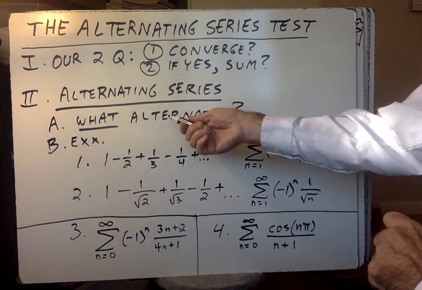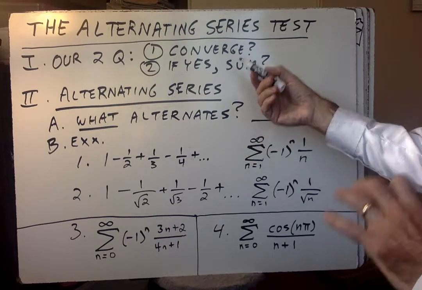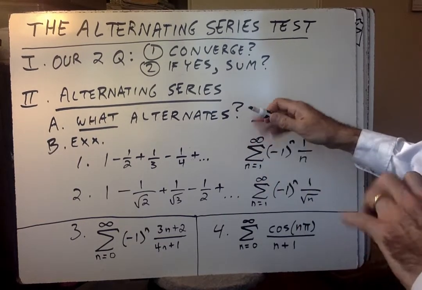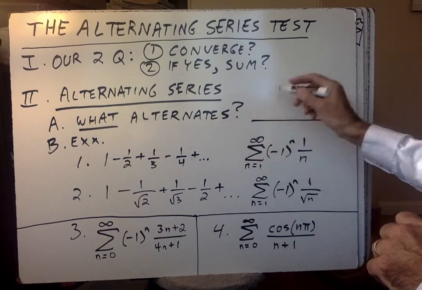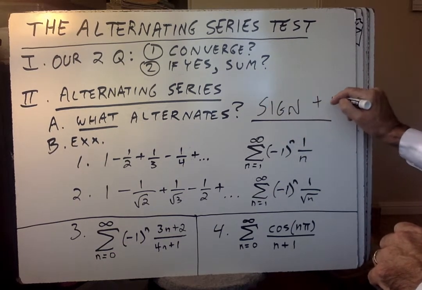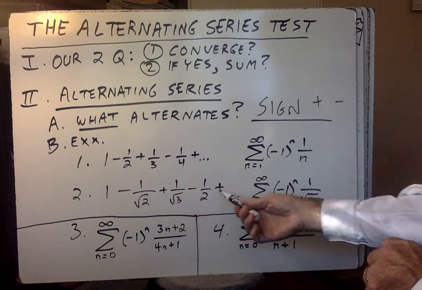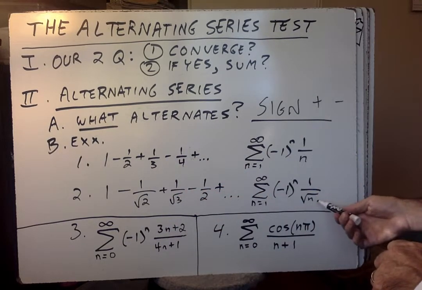All right, so first, what alternates in an alternating series? If you want to pause the video and answer questions as we go along, I'll say pause when that's a good thing to do. What alternates is the sign, the plus and minus sign. So here are some examples. Take a look at these. Here they are written in sigma notation.